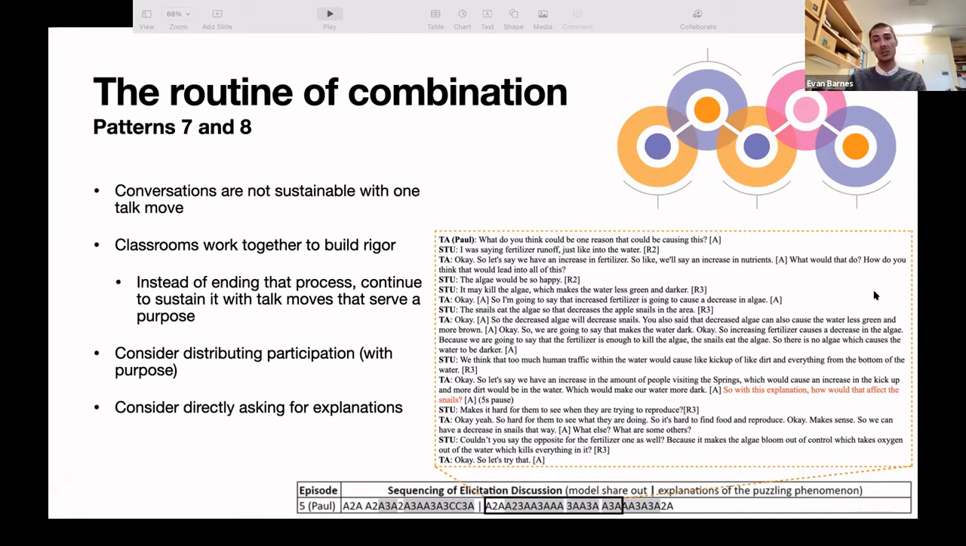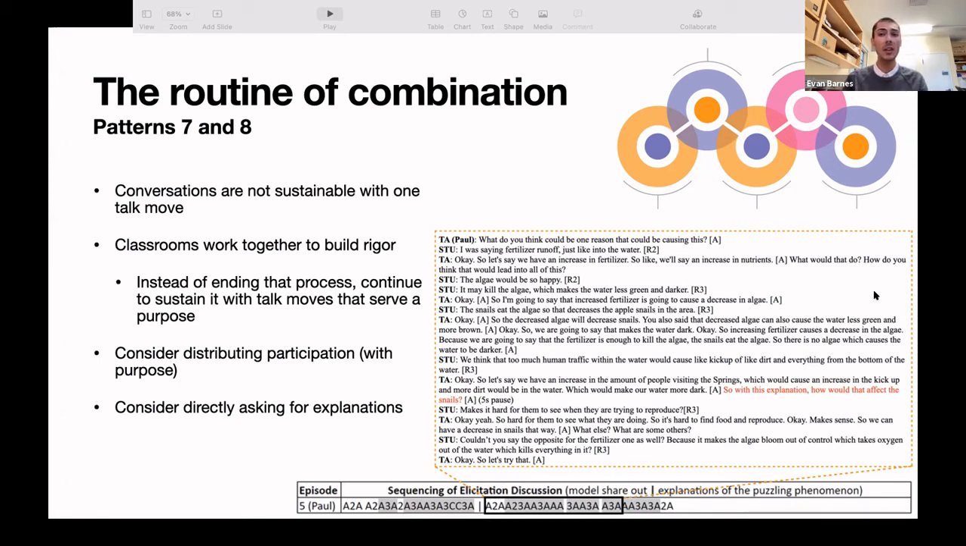But once again, I say here in this bullet point, consider distributing participation, but with purpose, right? And this leads me back to the point I made previously about conservative talk moves. They always have to serve as a tool for a specific goal. So we've seen in some examples I haven't provided here that the TAs use distribute participation, but it doesn't really help maintain rigor because they don't use those student ideas to build on top of. They simply use them almost as popcorn conversations, just to say, oh, what do you have? Oh, what do you have? That doesn't get us as highly rigorous as building on those ideas.